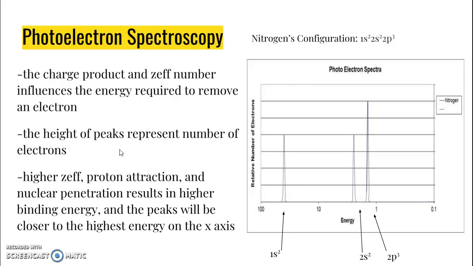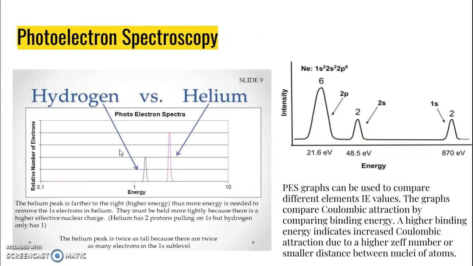For example, nitrogen's configuration is 1s2, 2s2, and 2p3. As you see on the graph, the 1s2 energy level is closer to 100, and as you expand to outer valence electrons, it requires less energy to remove them. If you look at the height of the peaks, 1s2 and 2s2 have the same height due to having the same number of electrons in that shell, but 2p3 has an additional electron, so the peak is going to be higher. Here we have hydrogen versus helium.